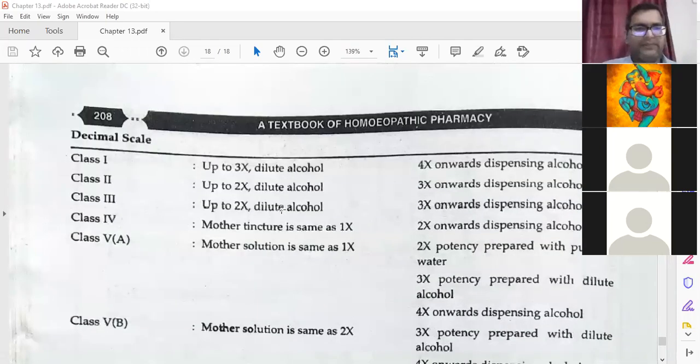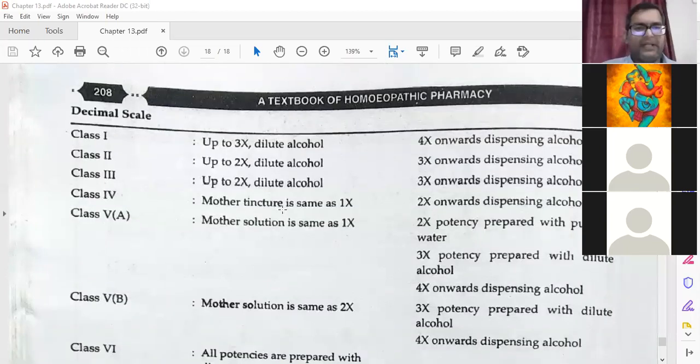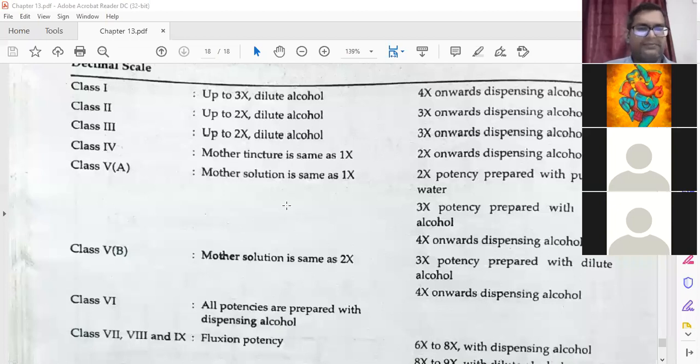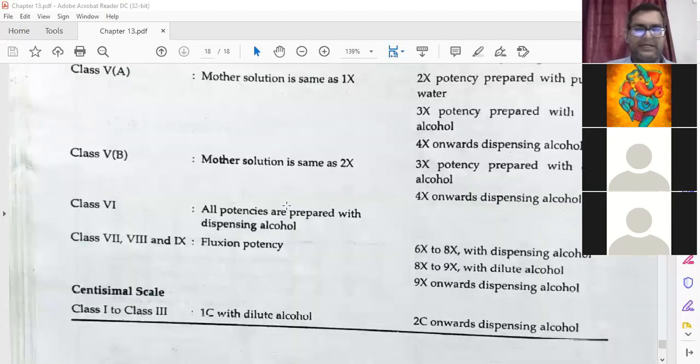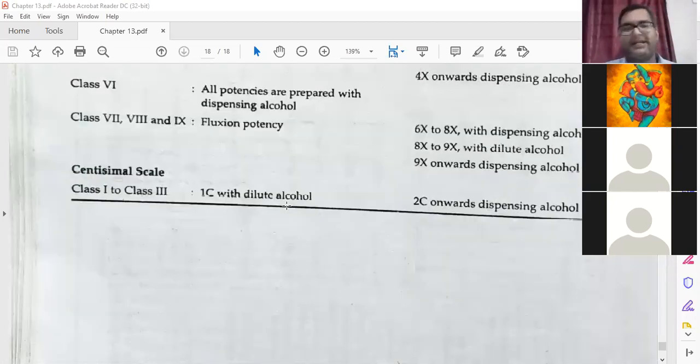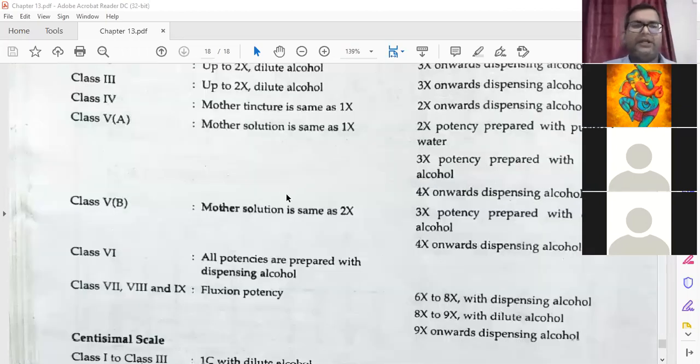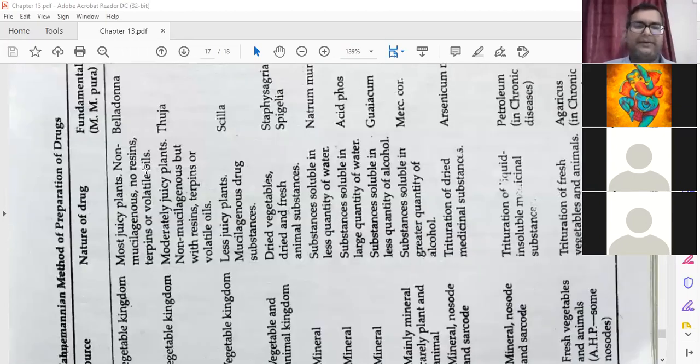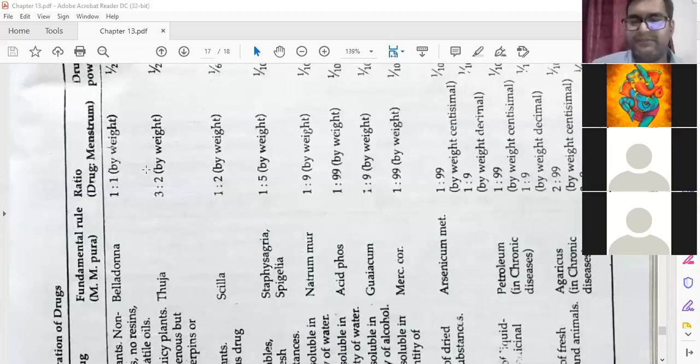Class 2: up to 2x dilution, then at 3x we have to use dispensing alcohol. Which type of alcohol we are using is given here. Class 3: up to second x dilute alcohol, then after that dispensing alcohol. Class 4: mother tincture is the same as 1x, and from second x onward dispensing alcohol. Then class 5, class 5b, class 6, and class 7, 8, 9 flux and potency. About flux and potency you will understand in the potentization chapter, so no need to know it now. This table and the first chart are very important for this chapter.